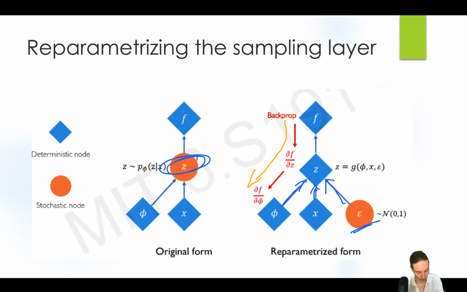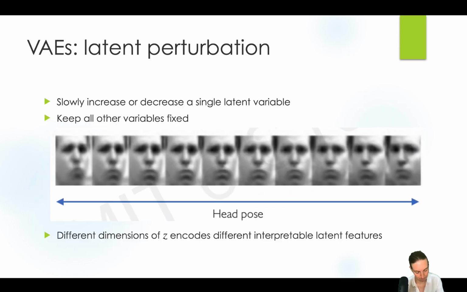Right, and this solves our problem and makes our network trainable again. Right, so VAEs. There's a very cool thing that you can do in VAEs, which is perturbing in your latent space. So what do we mean by that? We take one particular latent probability distribution or latent variable, and we slowly increase or decrease its value. We keep all the other values fixed, and if we do that, we can start seeing things like this.